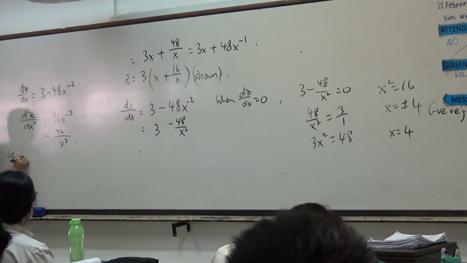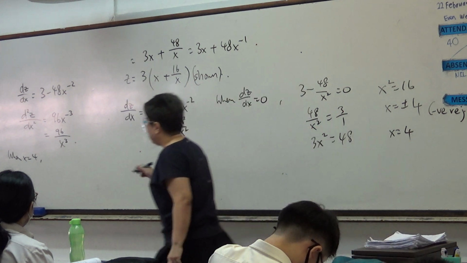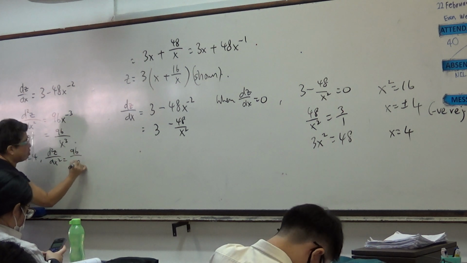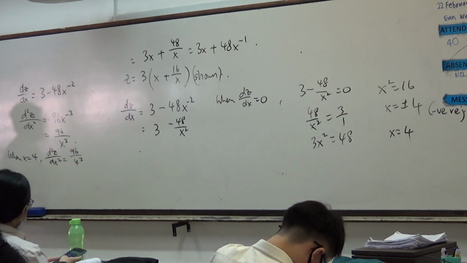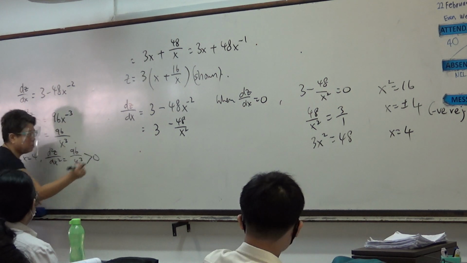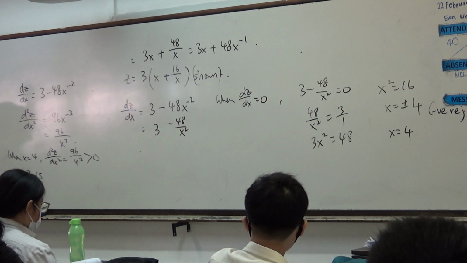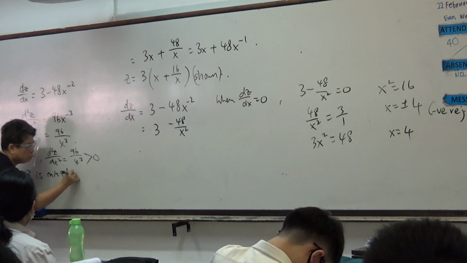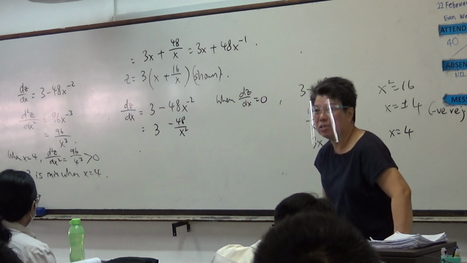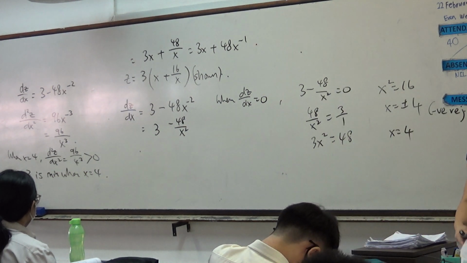Now, when x is 4, can you see the stationary point is when x is 4? What is d2z/dx squared? 96 over 4 cubed, right? Now, I don't need to work it out, I know this is positive. Can you see this is positive? Now, if this is positive, that means z is what? Minimum, right? Z is minimum when x is 4.